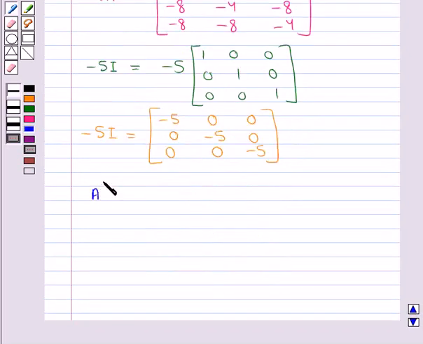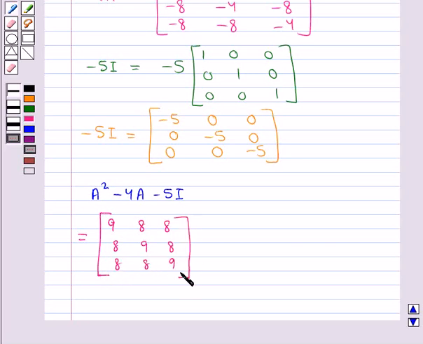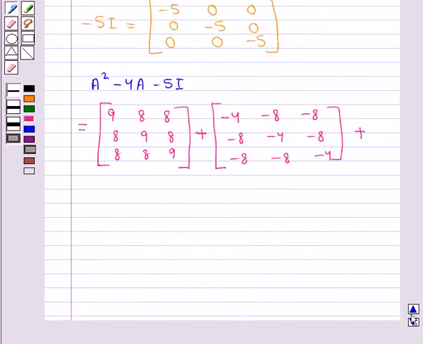Now let's consider the given expression, that is A square minus 4A minus 5I. So this would be equal to the matrix 9, 8, 8, 8, 9, 8, 8, 8, 9. So we have substituted the value for A square in this expression. Then minus 4A, so this would be plus the value for minus 4A, which is minus 4, minus 8, minus 8, minus 8, minus 4, minus 8, minus 8, minus 8, minus 4, then plus the value for minus 5I, which is minus 5, 0, 0, 0, minus 5, 0, 0, 0, minus 5.